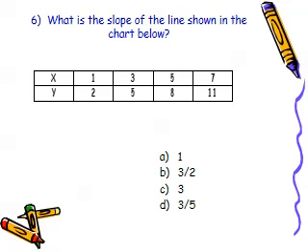All right, so this was a different way to represent a line. This right here, 1 comma 2, is a point on the line. 3 comma 5, a point on the line. 5 comma 8, a point on the line. So let's pick 2 of those points. Let's use these 2 and find the slope. So the difference in outputs, 5 minus 2, is 3, divided by the difference in inputs, 3 minus 1, is 2. So our answer is 3 over 2.